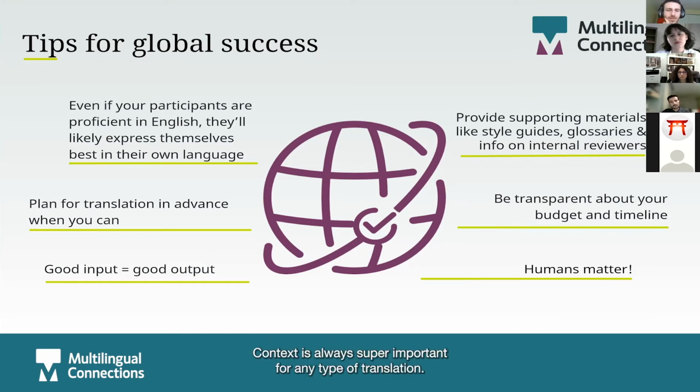Context is always super important for any type of translation, but if there's also localization, it's even more important. So any supporting material like facilitation guides, style guides, glossaries, and images. Images are usually not taken into consideration and are very important for context, especially when there are apps and websites involved. It's very good to see what the content will look like.